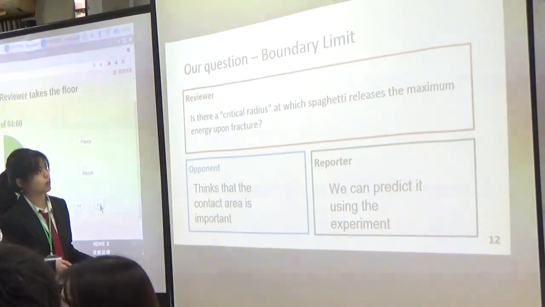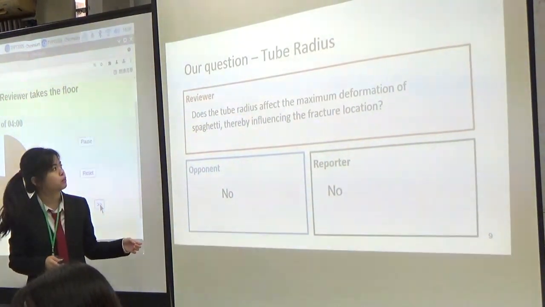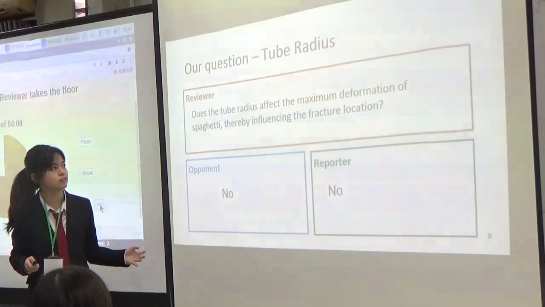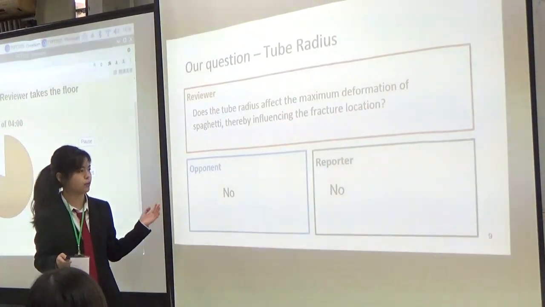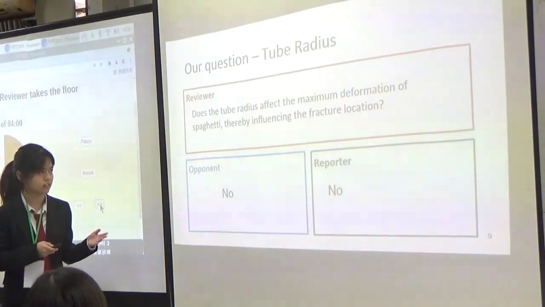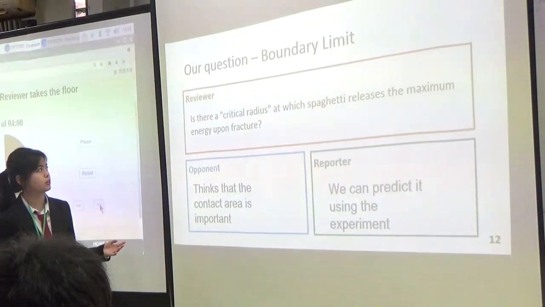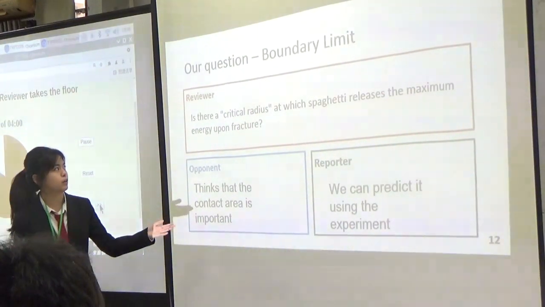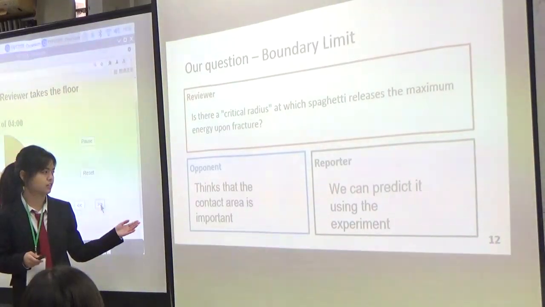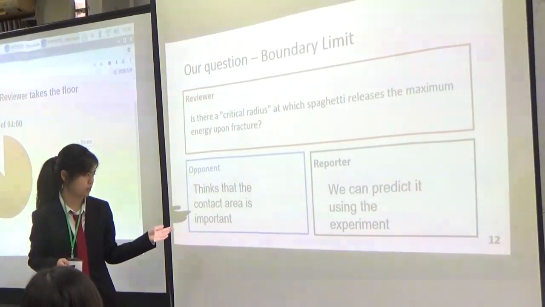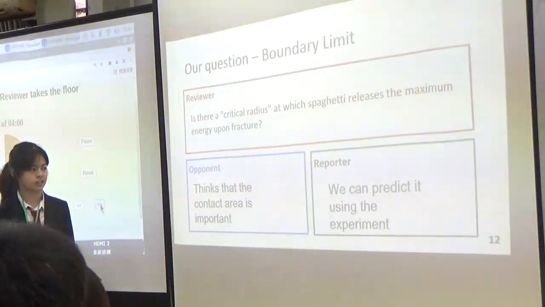And these are our questions. This is about the tube radius. So we asked if the tube radius affects the maximum deformation of the spaghetti. The opponent and the reporter think it's not. And another question is about the boundary limit. We asked if there is a critical radius, and the opponent thinks that the contact area is important. The reporter said they can recreate it in the experiment.